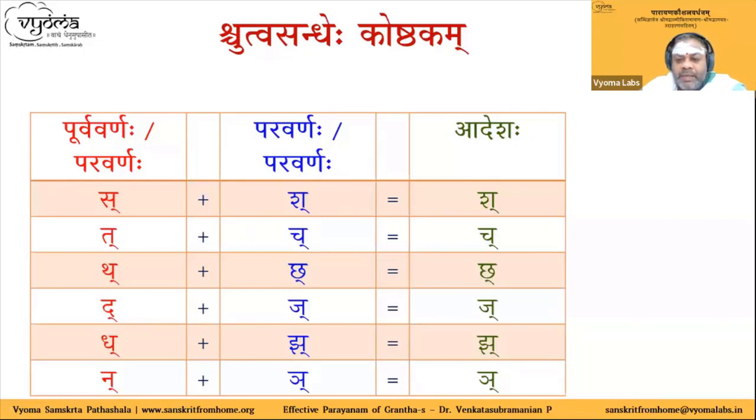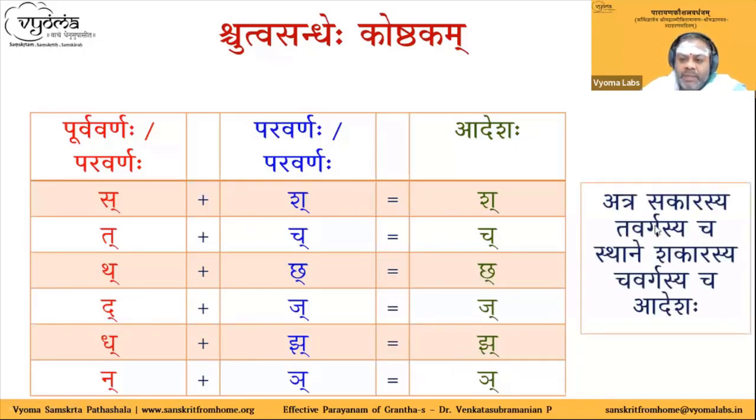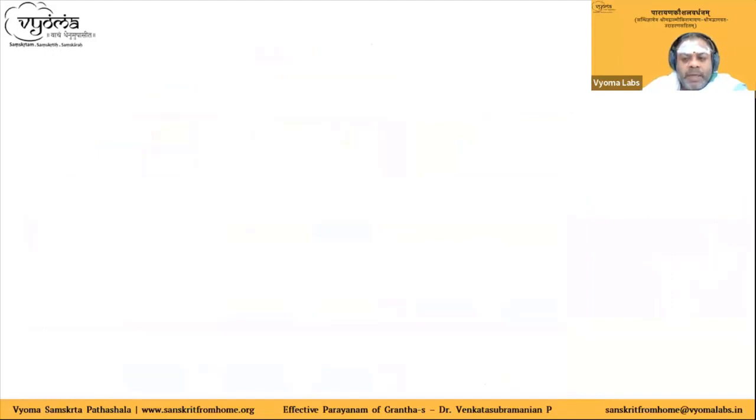So let us see some examples, then we will understand. And then if required, we'll come back to the table. Atra asmin sandhau sakarasya tavargasya cha sthane shakara chavargasya adeshaha bhavati. Purvavarnaha sakara tavargaha purve api bhavitumarhati pare api bhavitumarhati.